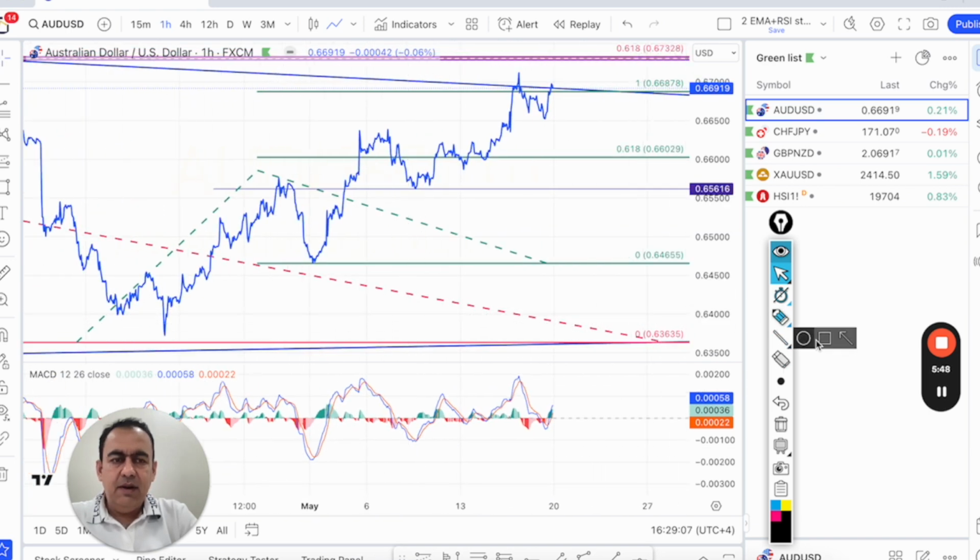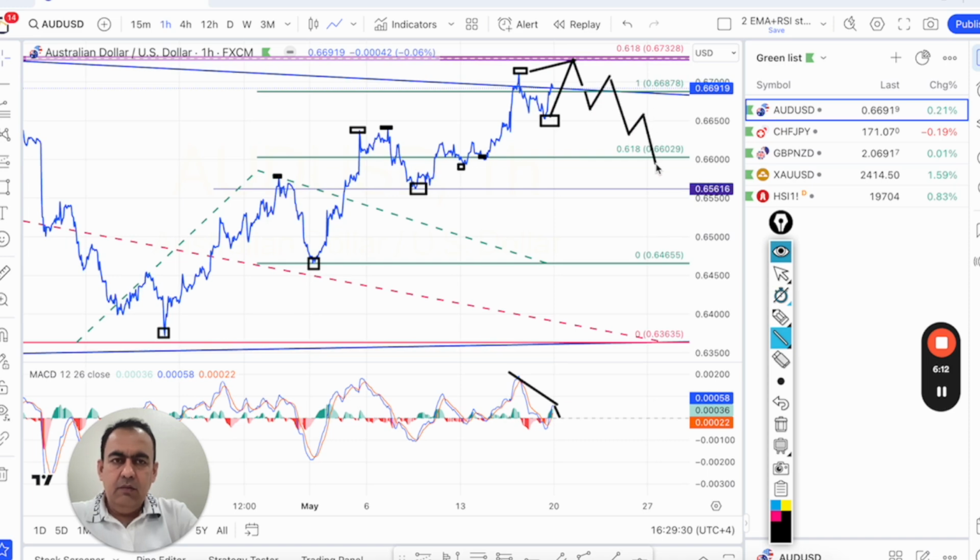So I can see the pattern here. So here we got low, higher low, higher low, higher low, higher low, and higher low in conjunction with higher highs. So I'm expecting one more push up, and then a bearish divergence would be developed here on MACD lines, and I can expect a short-term pullback towards 0.618, and then the resumption of the bullish trend.